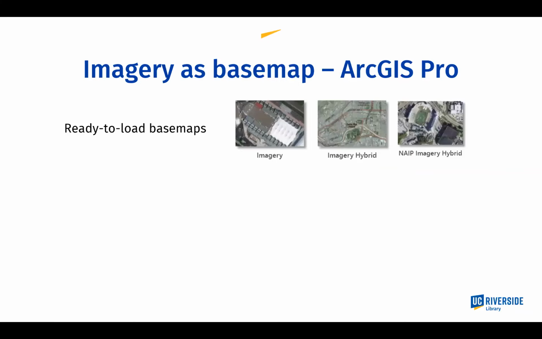And imagery as base map. These are examples from ArcGIS Pro. There's 3 different choices, maybe more, as ready-to-load base maps. They talk about just imagery, then they have imagery hybrid. And what these hybrids are is it's the image, but it also has some annotation on it, like street names, city names, maybe some outstanding places, marked, annotated on the base map. So it's kind of a combo of having a map and an image. So those are choices you might have there.